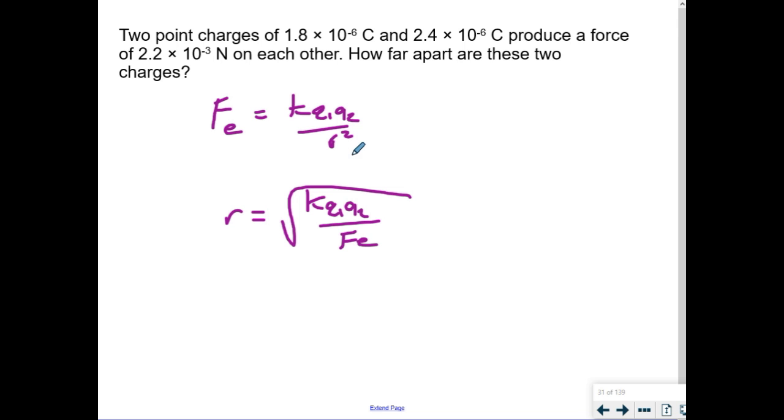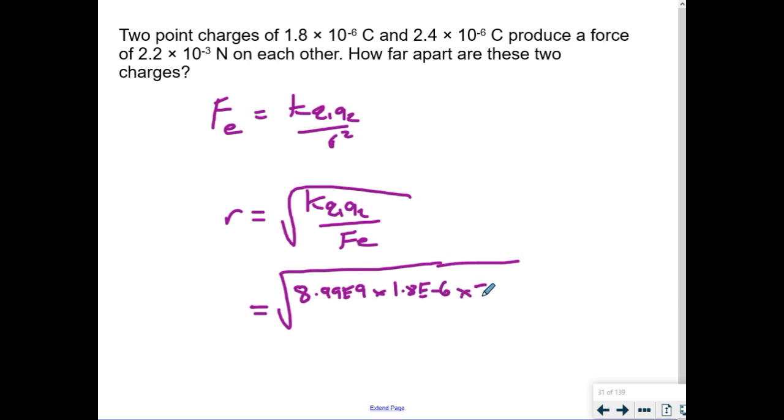And if I lost you there, if you couldn't follow that algebra, just kind of doing that in your head, can you pause the video, call me over, I'll try to help. But this is pretty straightforward. This is just a one-step kind of question. k is 8.99 times 10 to the 9. q1 is going to be the 1.8 times 10 to the minus 6. q2 is the 2.4 times 10 to the minus 6. And we were given a force, which was 2.2 times 10 to the minus 3. So it's about as straightforward as you can get.